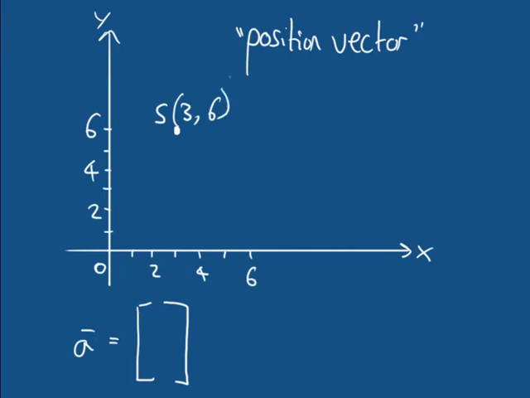So we have a point that's going to be the start of our vector, and that's going to be 3, 6. And then we have some other point in space, let's say 6 in x and 4 in y. And I'm going to call this point E, because it is the end point of our vector. So we're trying to find the vector that travels between these 2 points, and we could call this vector V.